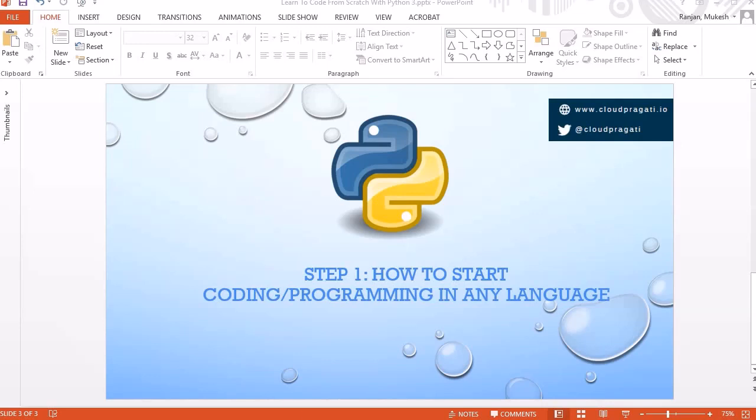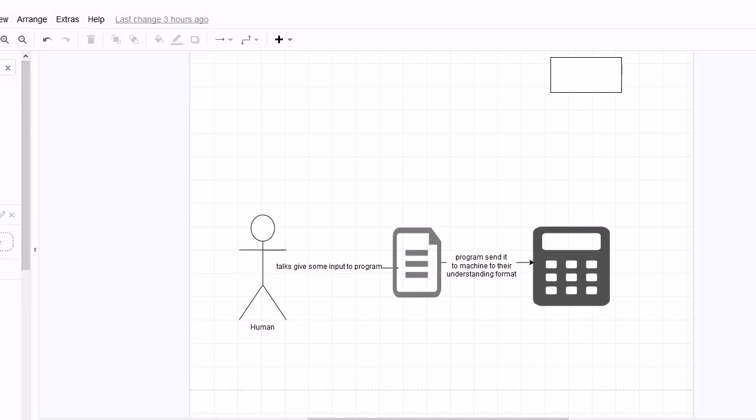So let's look into a diagram. This is the diagram which I wanted to explain to you. Basically, on a day-to-day basis, we are writing programs intentionally or unintentionally. You must be wondering what I am saying, but believe me, yes, we are writing a program on a daily basis without knowing about it. So let's look into this diagram.